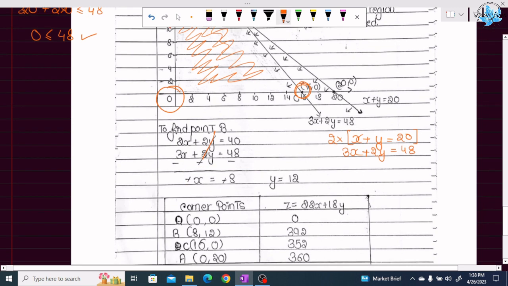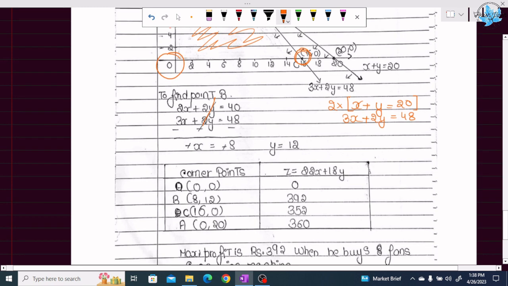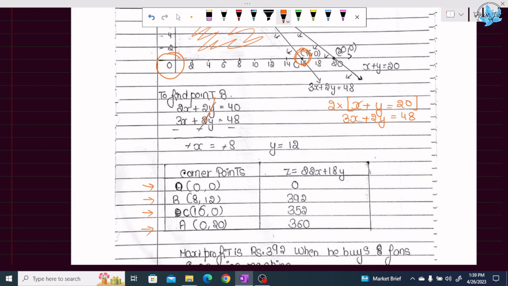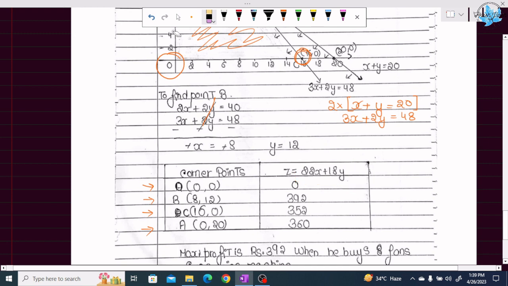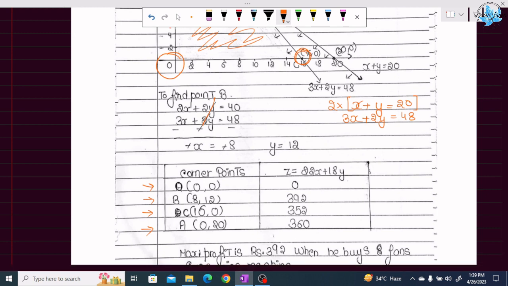Now the last part is to make this table. Put the values of the O, A, B, C coordinates. The O coordinate is 0 comma 0, the B coordinate we have found is 8 comma 12, the C coordinate is 16 comma 0, and the A coordinate is 0 comma 20. Now the objective function is given to you, that is 22x plus 18y. So 22x plus 18y is your objective function. Now put the values of these coordinates, x and y, in the objective function, then find the respective values.